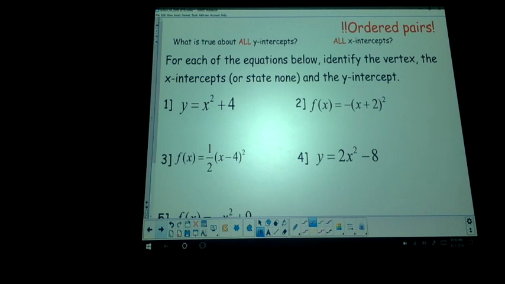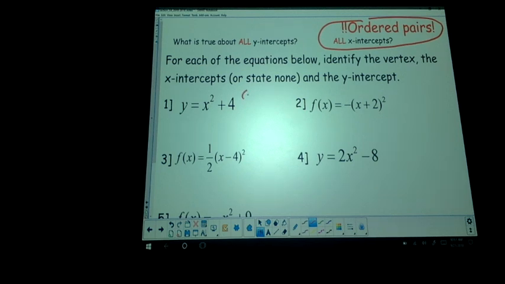Ordered pairs. What is true about all y-intercepts? All y-intercepts are ordered pairs, so I guess that's what we're trying to get you to realize. So 0, something is a y-intercept. Y-intercept is your vertical line, correct? So for each of the following equations, identify the vertex, the x-intercepts, or state none if there isn't any, and then the y-intercepts. Okay. So first problem.